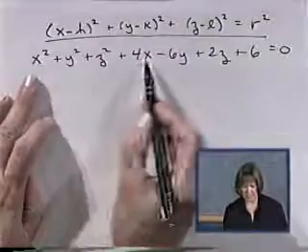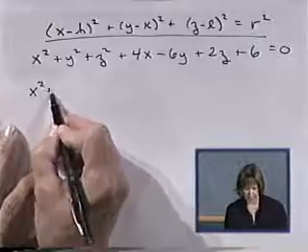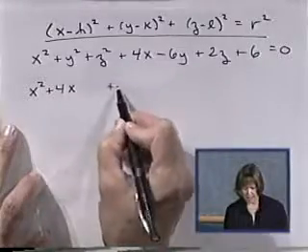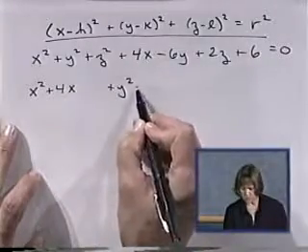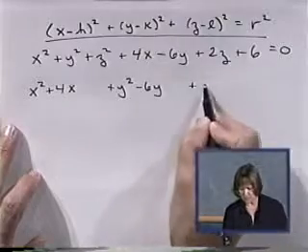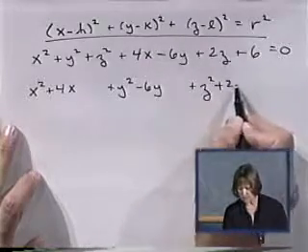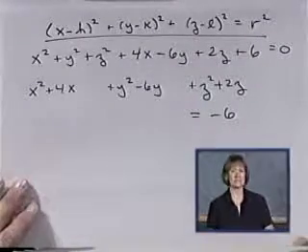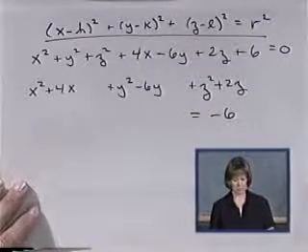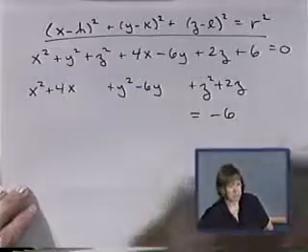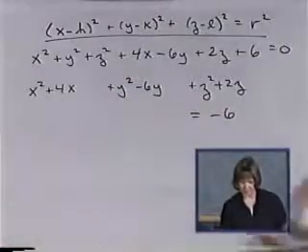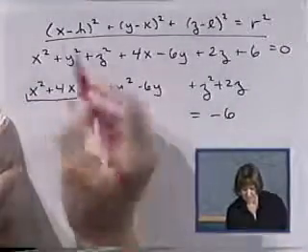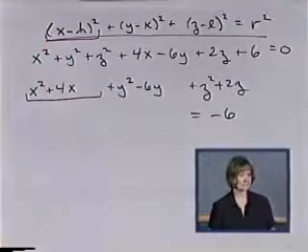First I'm going to put the x pieces together: x² + 4x. I'm going to put the y pieces together: y² − 6y. I'm going to put the z pieces together: z² + 2z. And then I'm going to put negative 6 over there by itself, so I subtracted 6 on both sides. Now, do you remember? I want this to look like that.